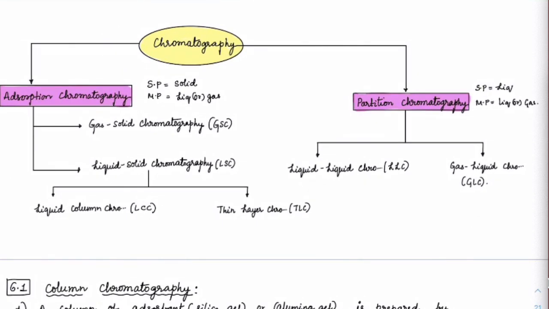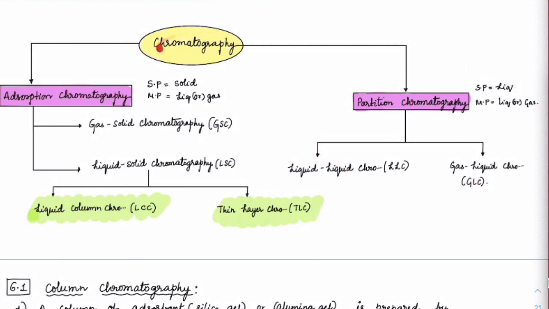Adsorption chromatography has many sections. One of them is gas solid chromatography, liquid solid chromatography. Within this we can also have liquid column chromatography and thin layer chromatography. For our syllabus, we just need an introduction of these two. That's all: what is liquid column chromatography and thin layer chromatography. Partition chromatography we will hardly see for our purposes, at least not in our syllabus.